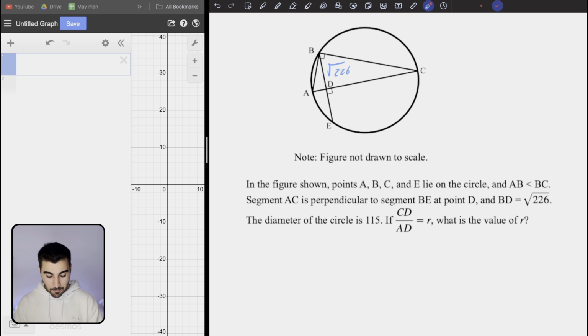Here, the question doesn't say this is the diameter of the circle, but if you look at this triangle, it is a 90 degree triangle, a right triangle. So that means this should be the diameter of the circle. We can also work the opposite way. If it said here is the diameter of the circle, then we would know that this is a 90 degree angle. Now we know that this is the diameter, and this is 115 as the question said. So I'll also write that here.